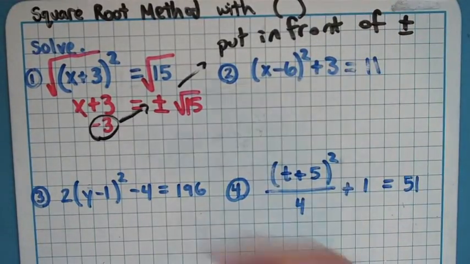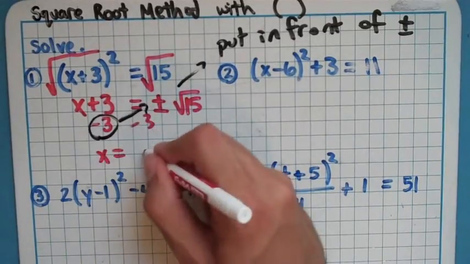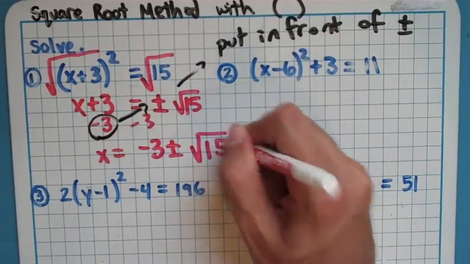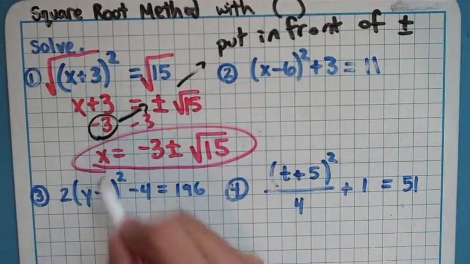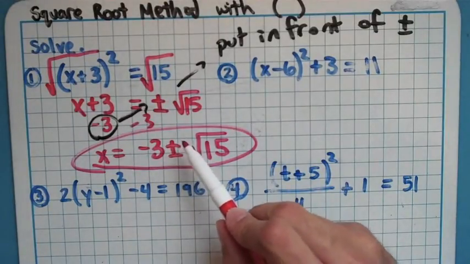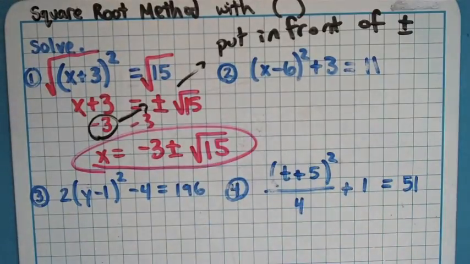And what I get when I do that, the minus 3 on both sides, is x equals negative 3 plus or minus the square root of 15. This is how I would leave my answer, written like that. This means my two answers are negative 3 plus the square root of 15 and negative 3 minus the square root of 15. But I'm going to leave it just like that, done.